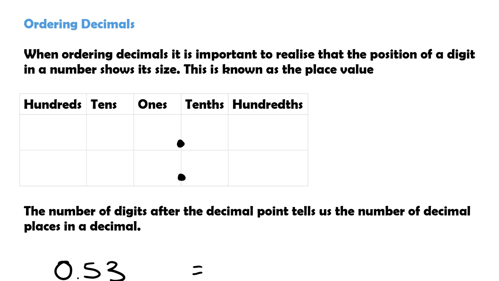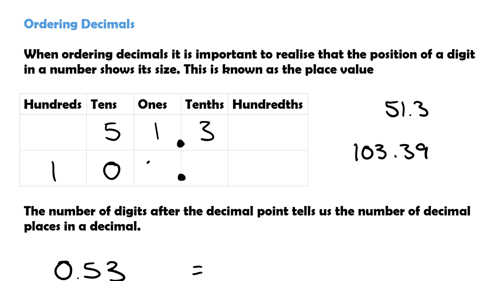So for example, if I had 51.3 here, my 5 is in my tens, 1 is in the ones, and 3 is in the tenths. So you could write it like that. The next one, what if I had 103.39? Again, each of those digits has some sort of value that lets us order decimals against each other. Now, the further left you go, the more value or the bigger the number is. Obviously, the more right you go, the smaller the number.